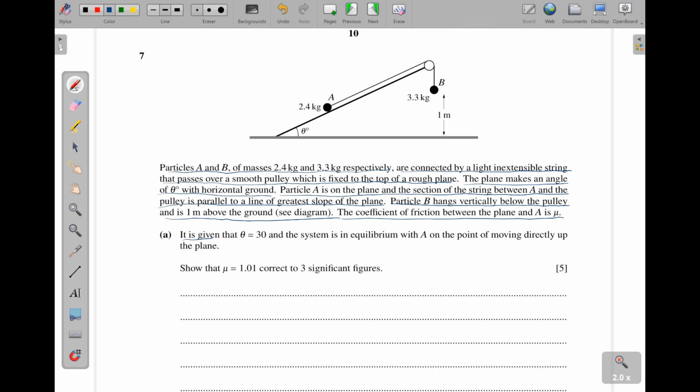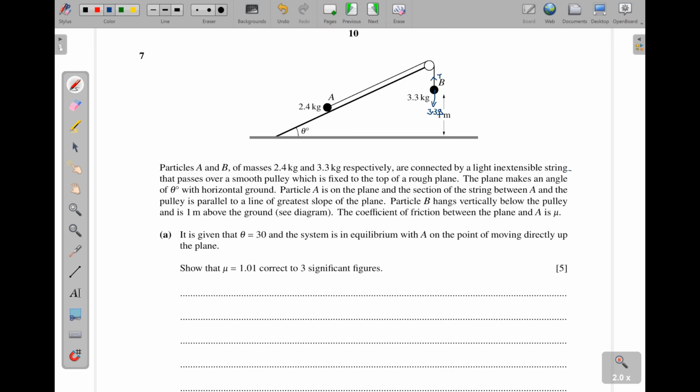The coefficient of friction between the plane and A is mu. Then part A, it is given that theta is equal to 30 and the system is in equilibrium with A on the point of moving directly up the plane. Show that mu is equal to 1.01, to 3 significant figures. Now, let us look at the forces which are acting on these particles. This one has gotten weight, which is 3.3 G.